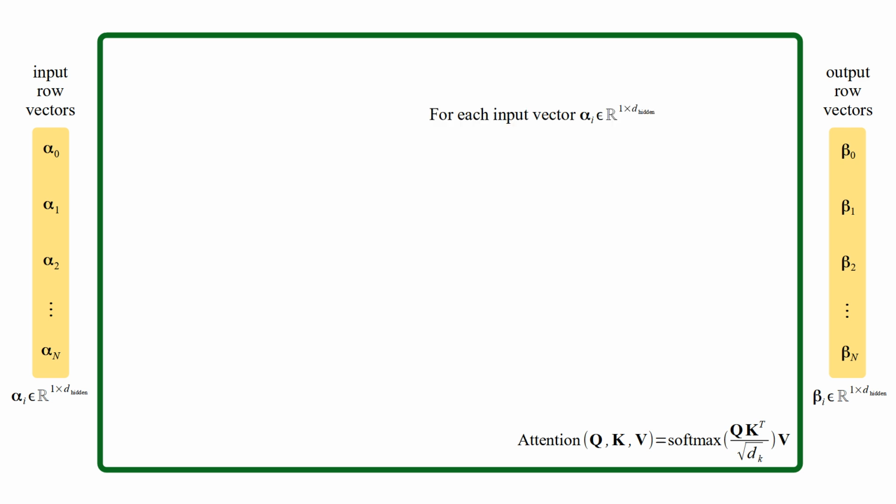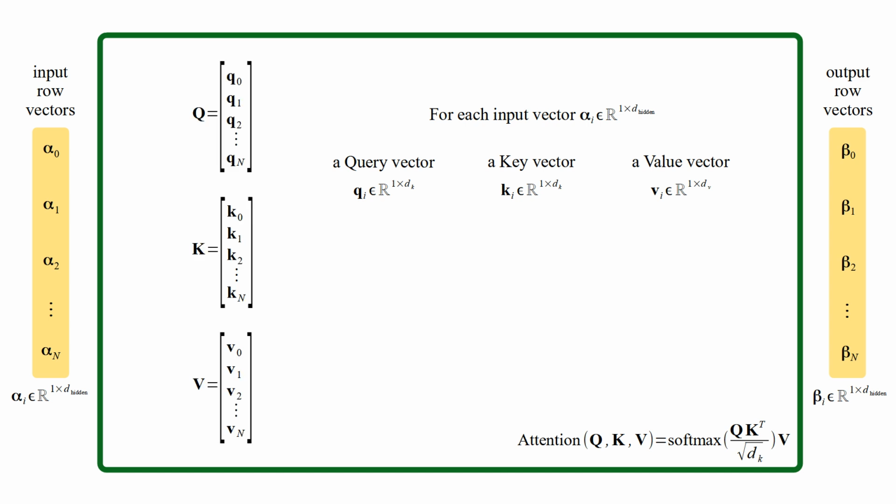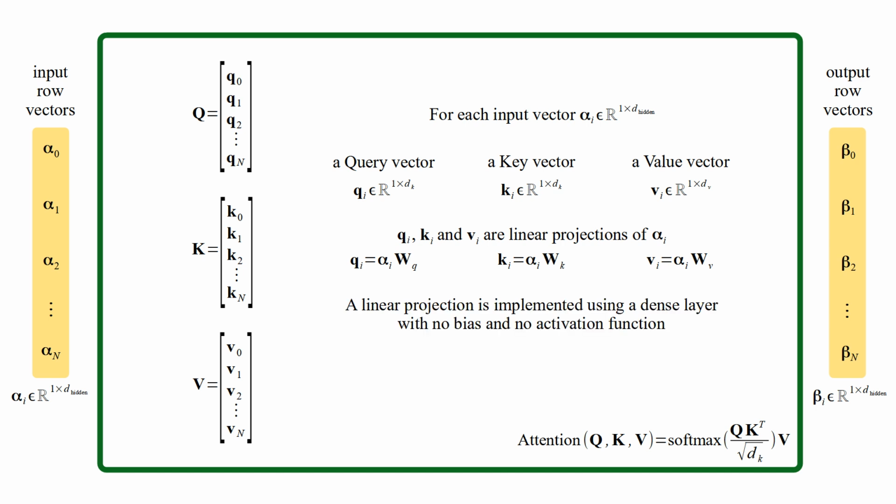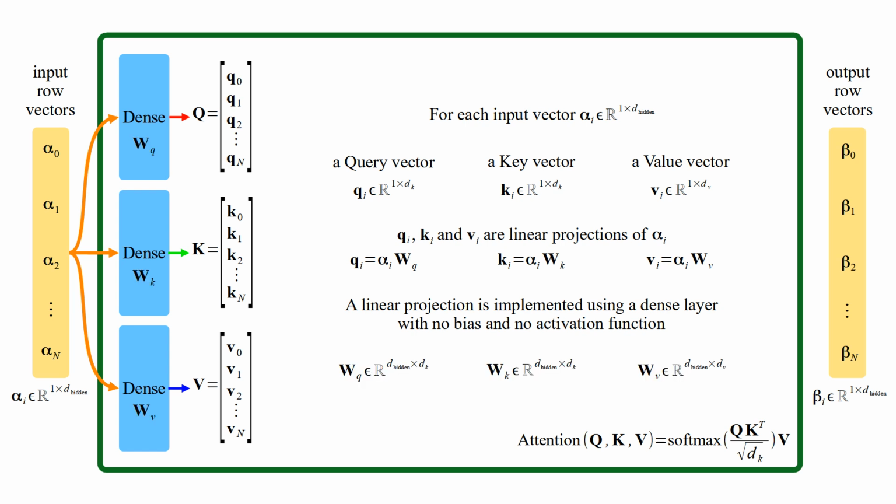For each input vector alpha I, a query, a key, and a value vector are computed. Query, key, and value vectors are linear projections of alpha I. A linear projection is implemented using a dense layer with no bias and no activation function. WQ, WK, and WV are weight matrices of dense layers.